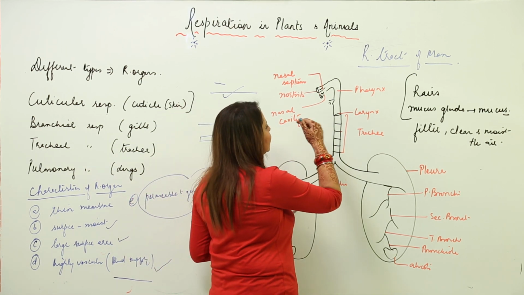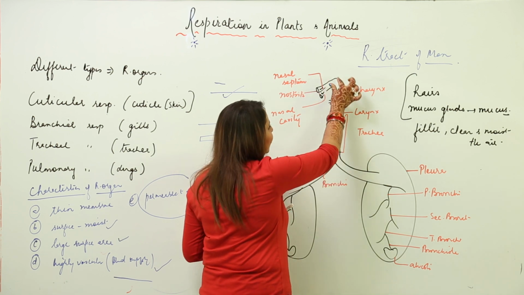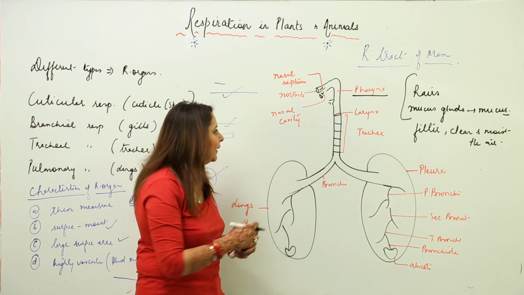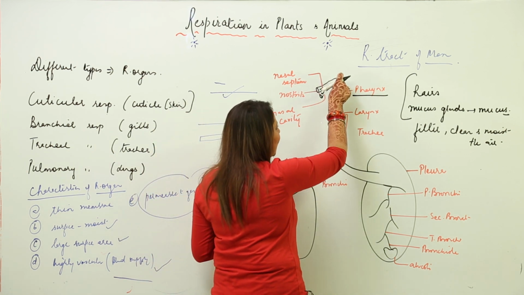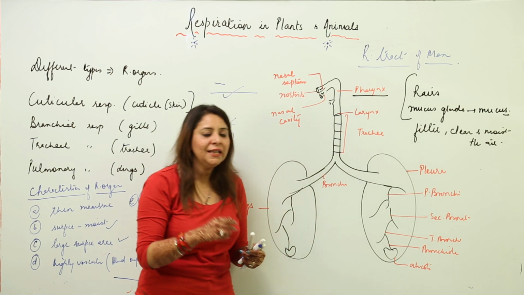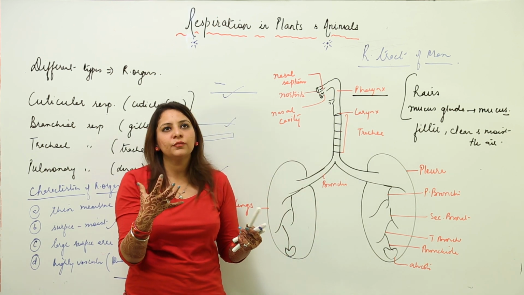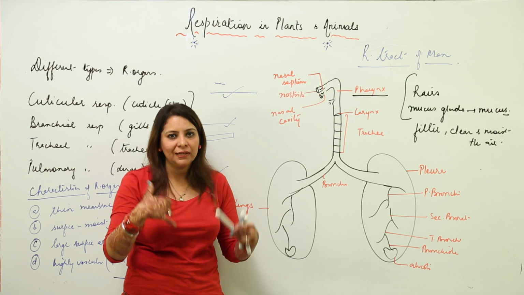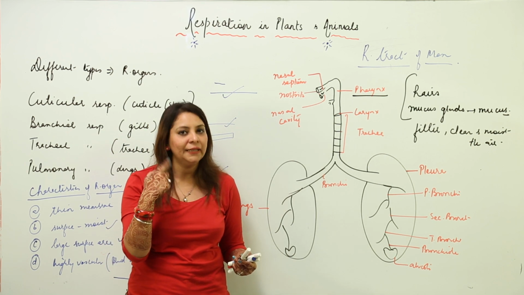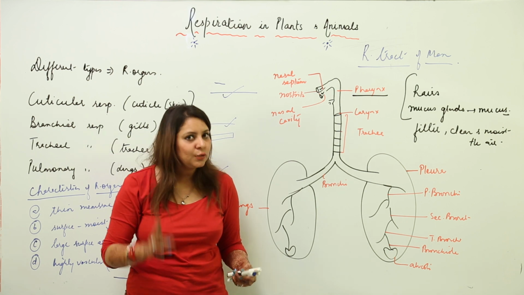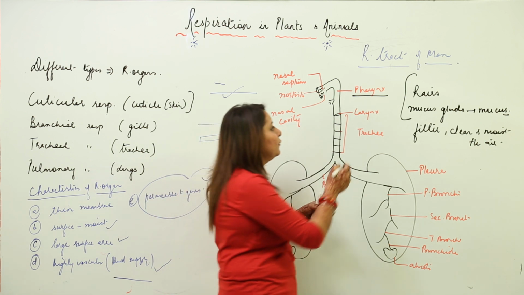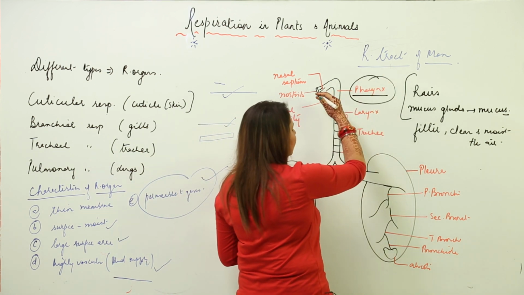Now after that, behind your nose you have a tube like structure that is called the pharynx. And this pharynx tube extends below behind the mouth also, because sometimes when you breathe in you feel that your nose and mouth are actually connected to each other. You are right, they are connected to each other, and the tube that connects both is the pharynx.